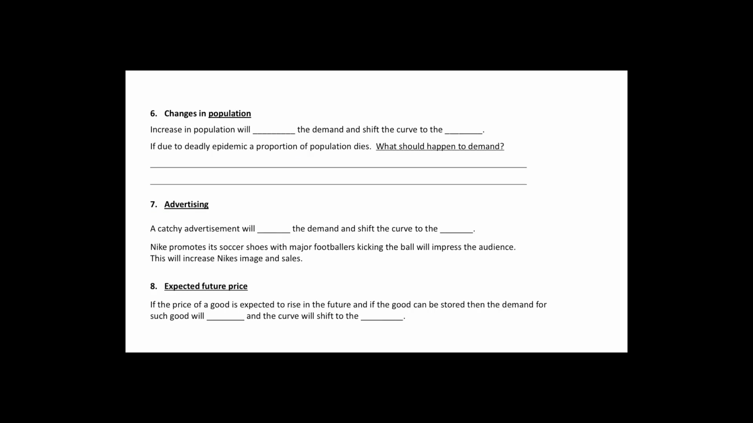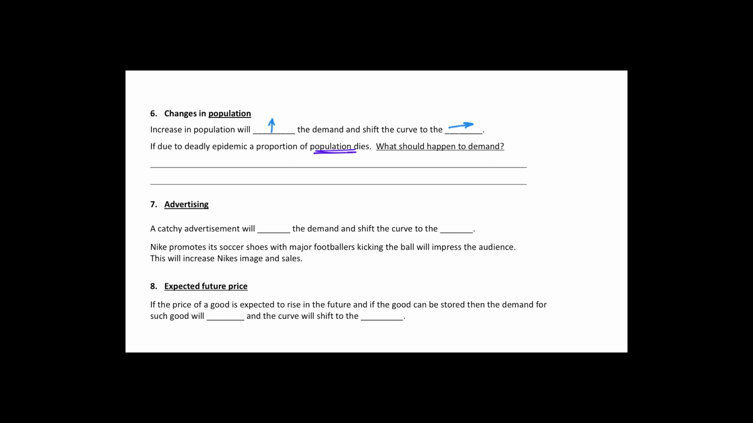Changes in population. Now, it's simple. You can copy this down, changes in population. If there is an increase in population, the demand's going to go up and it's going to shift to the right. Okay. Now, changes in population is because of birth rate, death rate, and net migration, even. Those people who are coming from abroad to live in our country, or people leaving our country to go abroad. Or, like, for example, we have a deadly epidemic and proportion of your population dies because of that. So, what would you expect? Well, demand's going to go down.